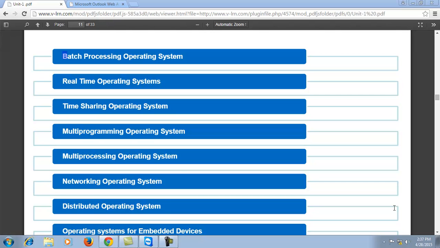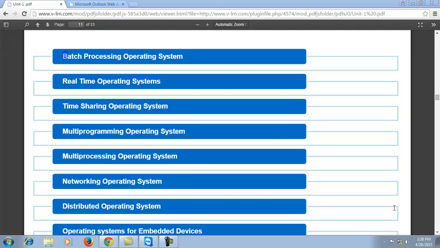Distributed operating system. A distributed operating system you can say is similar to a multiprocessing system in some manner. In a multiprocessing system we have a number of processors for providing access to a number of users who are executing a number of tasks, but there is some difference.